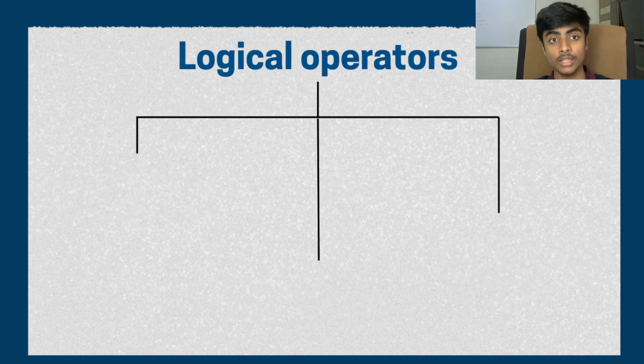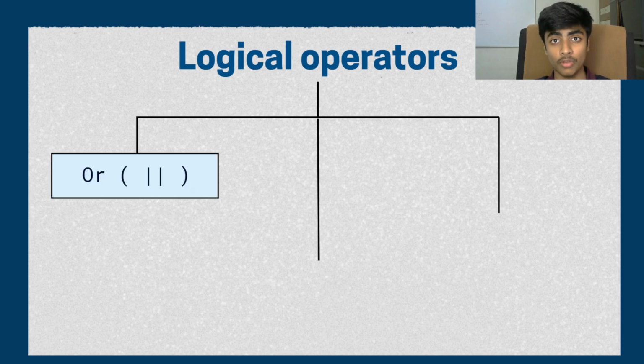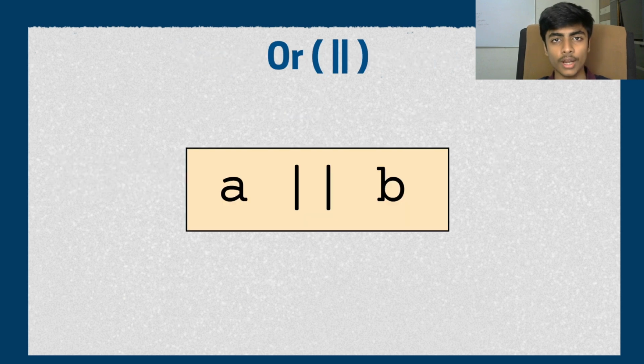In Java, there are three main types of logical operators. The first operator we're going to be looking at is the OR operator. Now, before we look at how we can implement the OR operator in an actual program, we'll first have to understand what the OR operator exactly does. To do this, we'll look at this simple expression over here. Here, the two standing lines represent the OR operator. So you can read this as A or B.